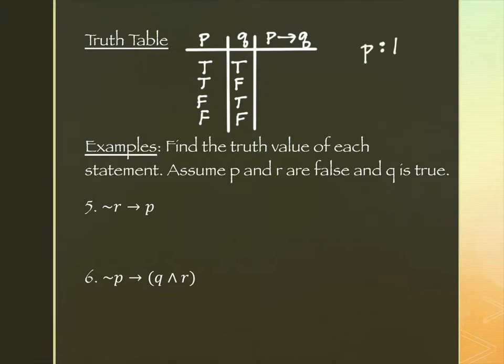P is going to be the statement, I am a mom. And Q is going to be the statement, I am a woman. Yay, we love Kinsey. All right.